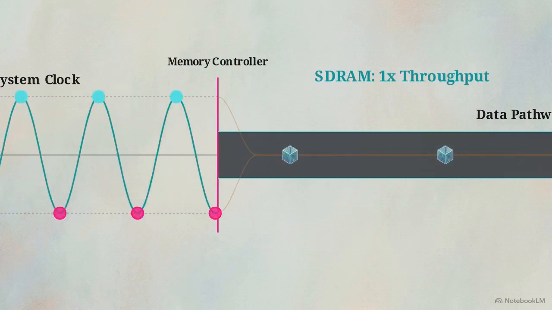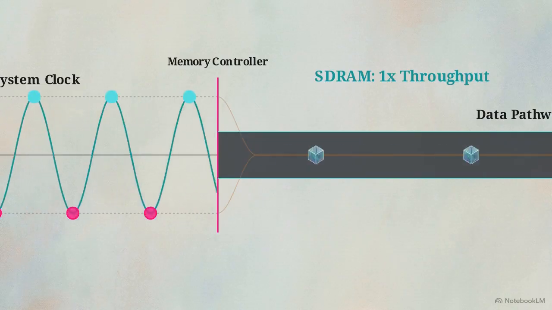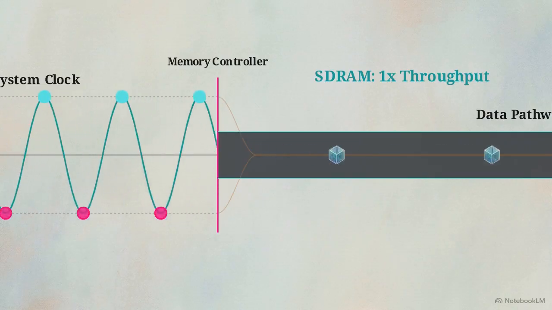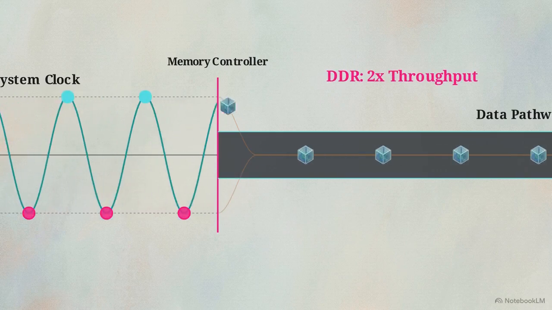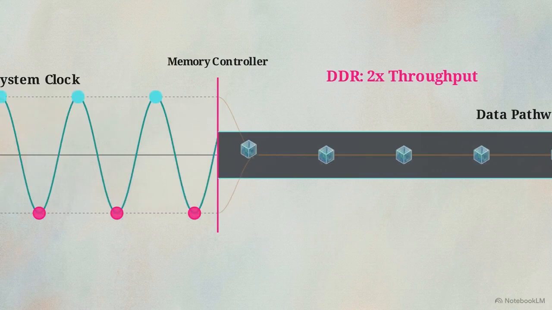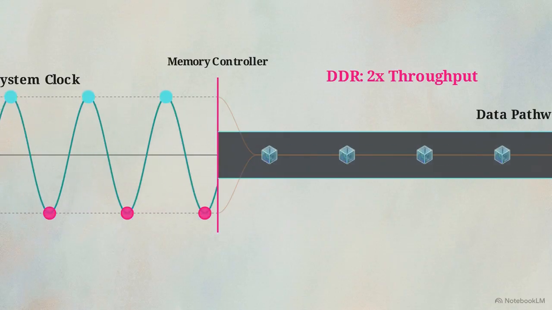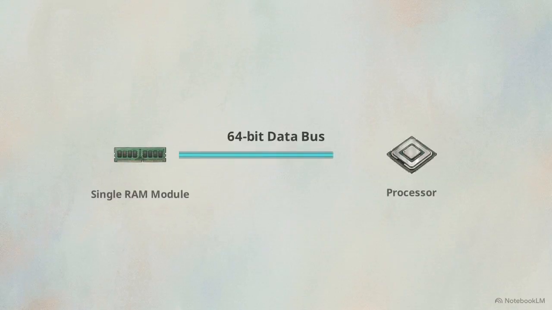To eliminate that limitation, engineers developed double data rate memory. By transmitting data on both the rising edge and the falling edge of the clock cycle, the throughput is instantly doubled without needing to increase the actual clock speed. However, even with double data rate memory, a single stick of RAM is physically constrained. It communicates with the processor over a single 64-bit data bus.